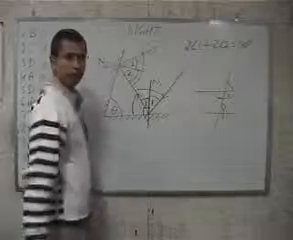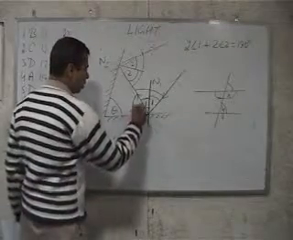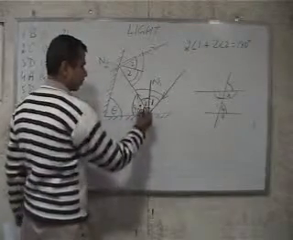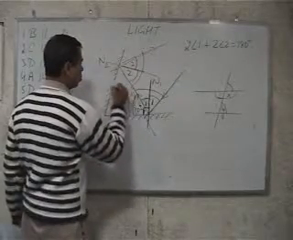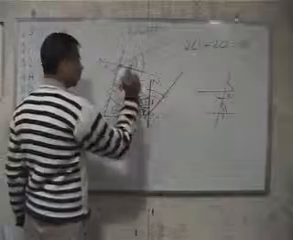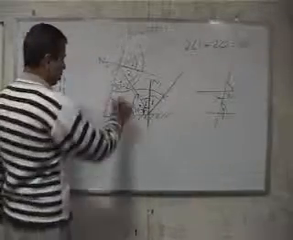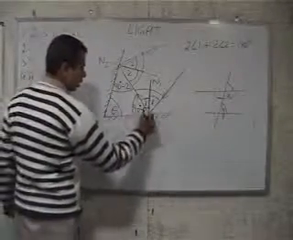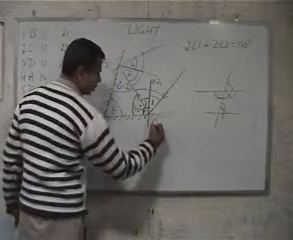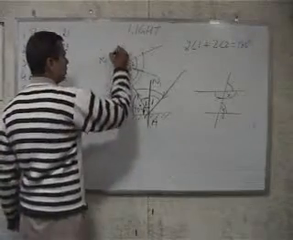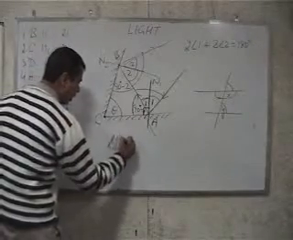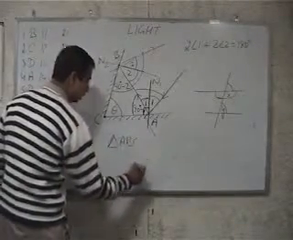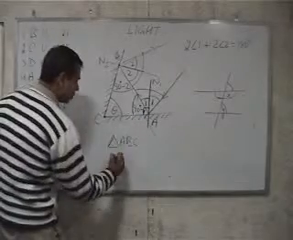Normal is always perpendicular. So this angle will be 90 degrees minus angle 1. Similarly, this is also normal. So this angle should be 90 degrees minus angle 2. Here we are getting a triangle. Let me mark this as point A, this is point B, this is point C. Then in triangle ABC, what am I getting?